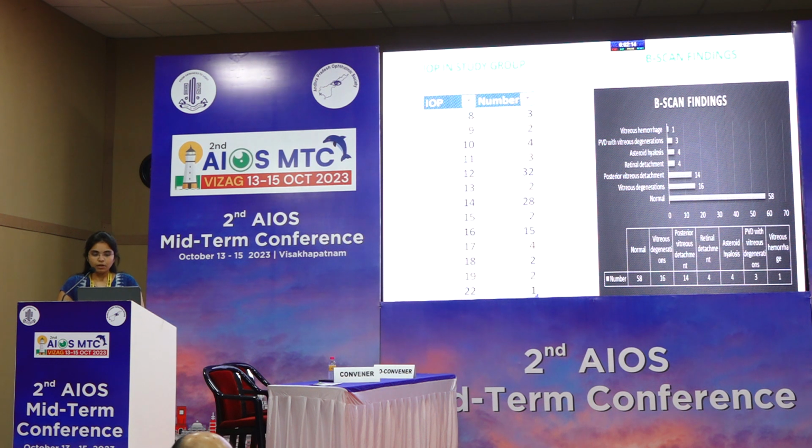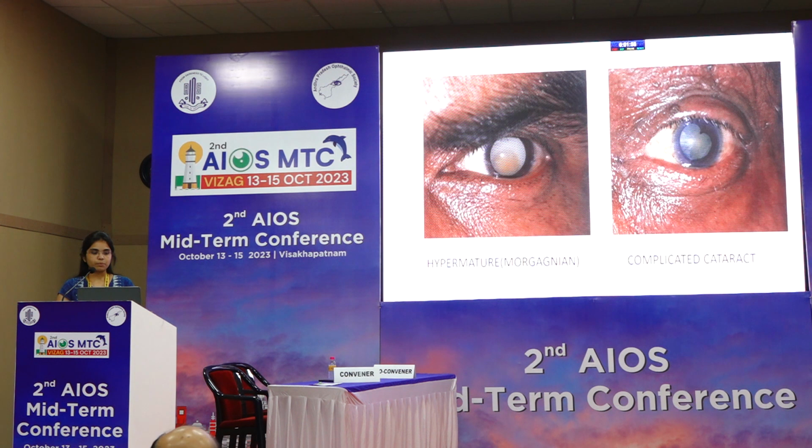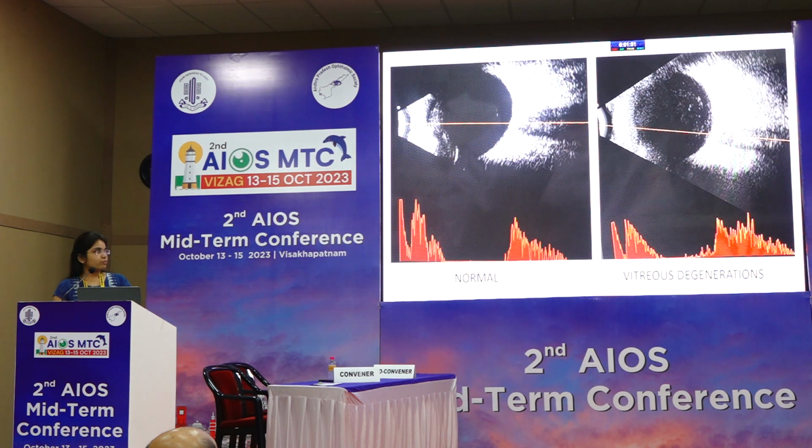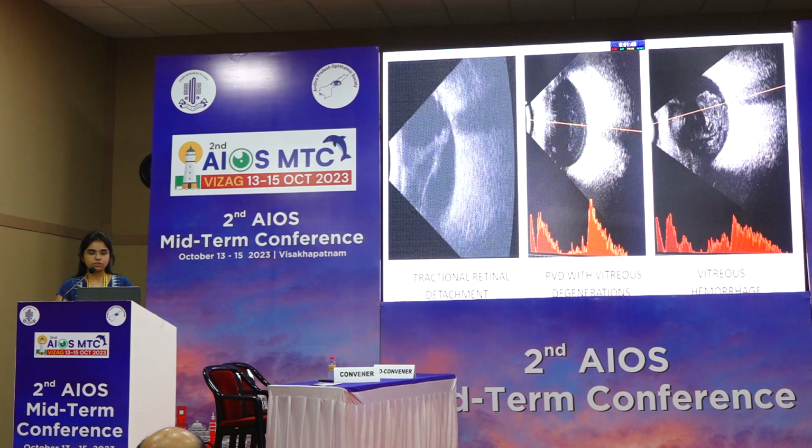B-scan findings: 58 patients had a normal B-scan, followed by 16 patients with vitreous degenerations and 14 with PVD, 4 with retinal detachment and asteroid hyalosis, 3 with PVD with vitreous degenerations, and 1 with vitreous hemorrhage. And this is a picture showing nuclear sclerosis grade 4, mature cataract, hypermature Morgagnian, complicated cataracts. And these are the pictures of B-scan showing normal and then vitreous degenerations, PVD, asteroid hyalosis, tractional retinal detachment, PVD with vitreous degenerations, and vitreous hemorrhage.